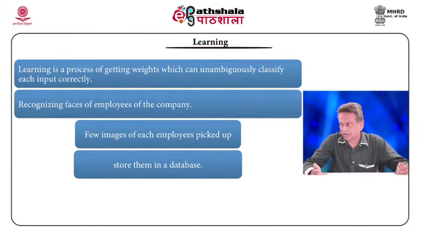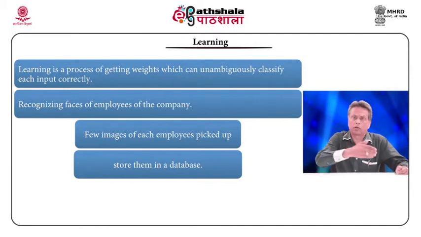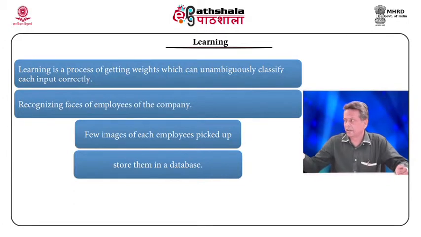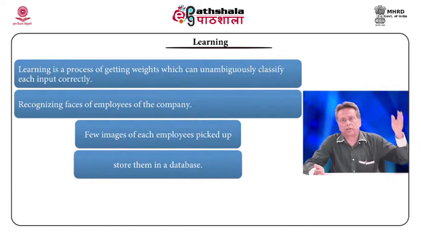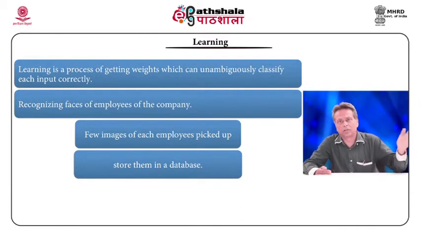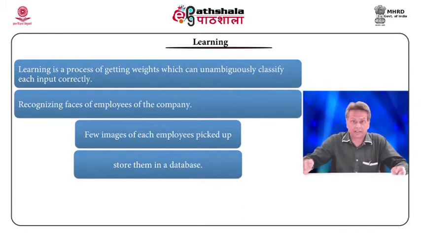How is it done? I talked about a friend; now I can talk about something similar, recognizing faces of employees of a company. You provide 20, 30 employees, and 50 odd images of each one of them are fed into the system, and if it recognizes, it is fine. If it does not recognize, you will have to change those weights. You just continuously change those weights. Eventually, it will converge into that set.